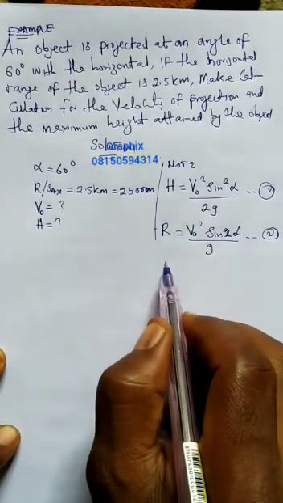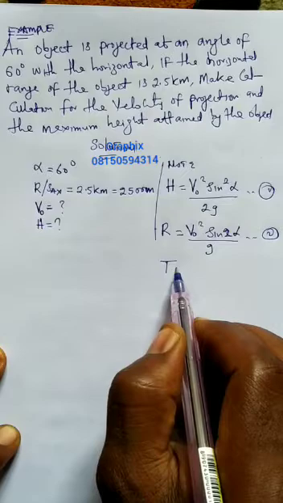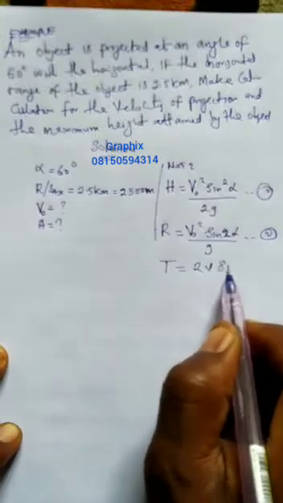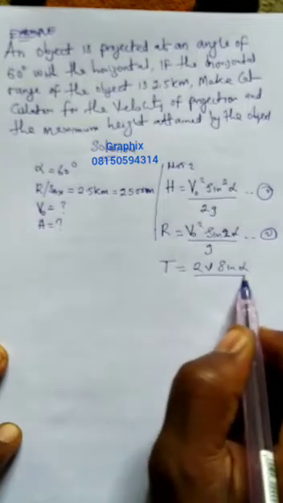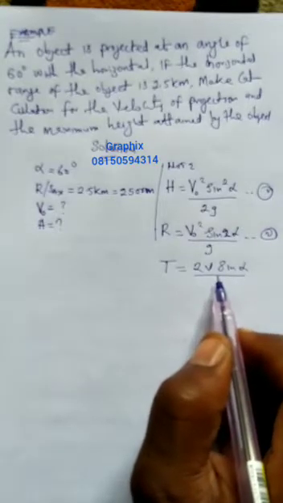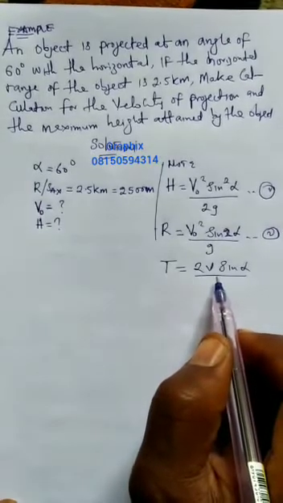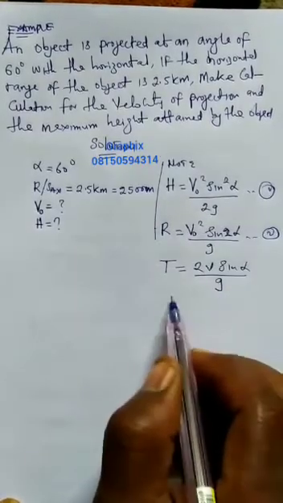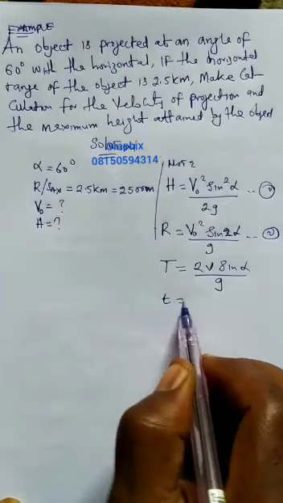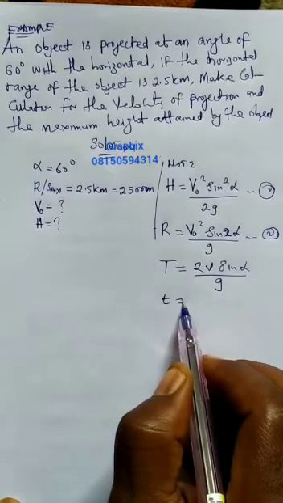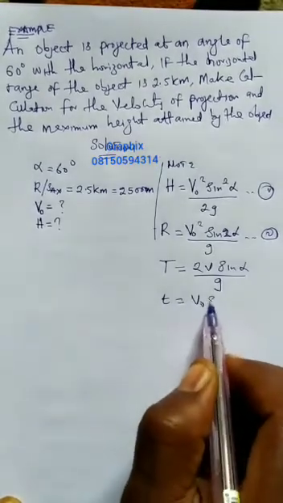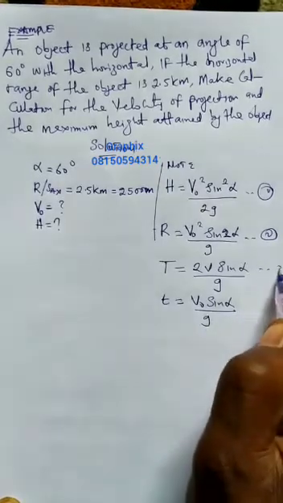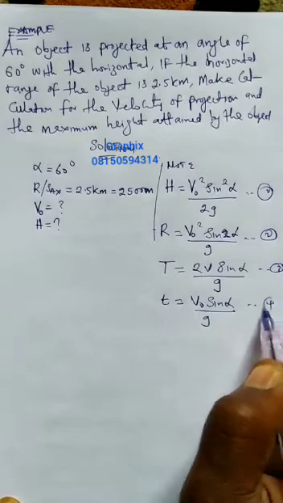Also, our T, time of flight, is given as 2V0 sine alpha all over g. And our time to reach maximum height is given as V0 sine alpha over g. So take note of these 3 equations here, right?